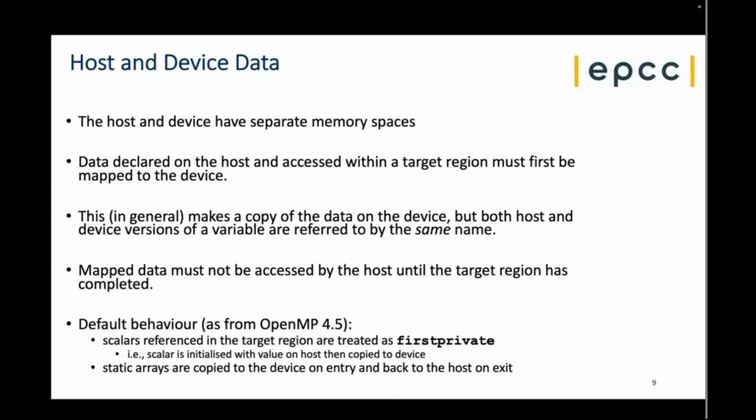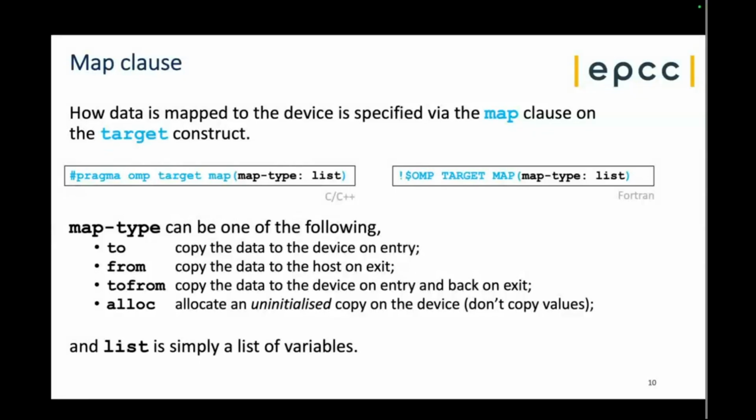So my advice would be, whenever you have some data, always make sure to map it explicitly between the host and the device. How do you actually do it? You have to use an OpenMP clause, which is the map clause.